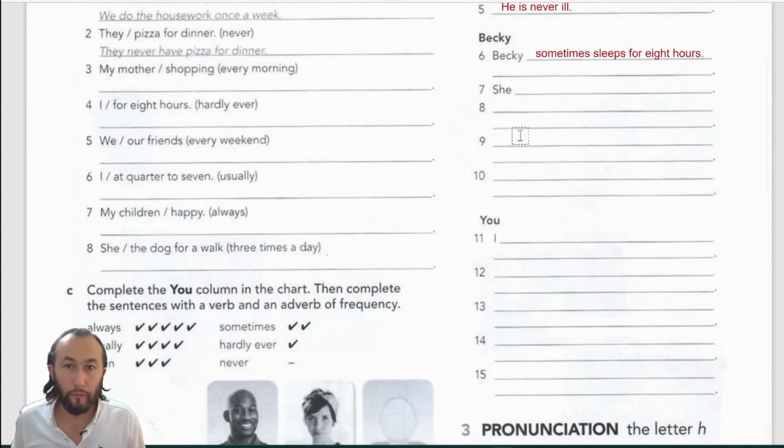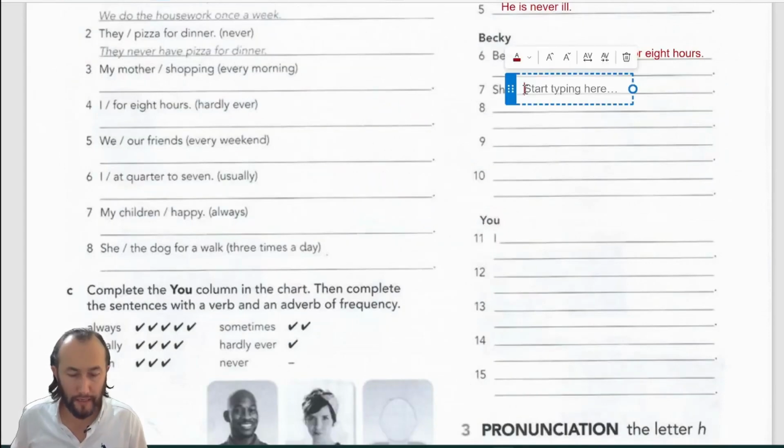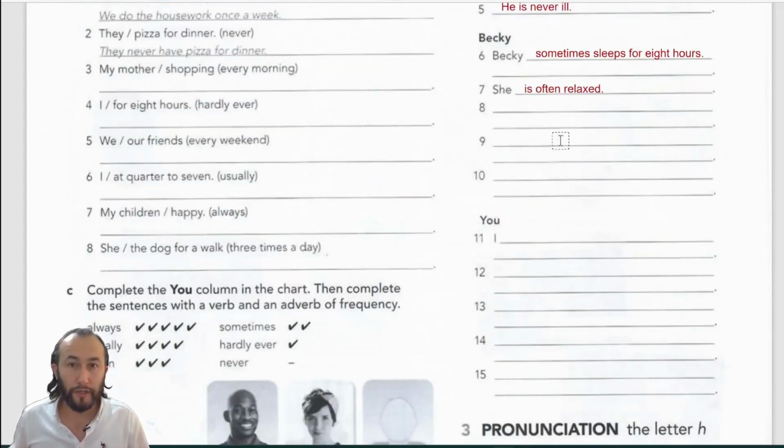Now, number 7, that is often, right? 3 ticks is often. So she is often relaxed. We're going to write it down. She's often relaxed. You see, guys, we're putting the adverb of frequency after the verb be, which is here. In our example, is. So often, or any adverb of frequency, comes after is, guys, or the verb be.